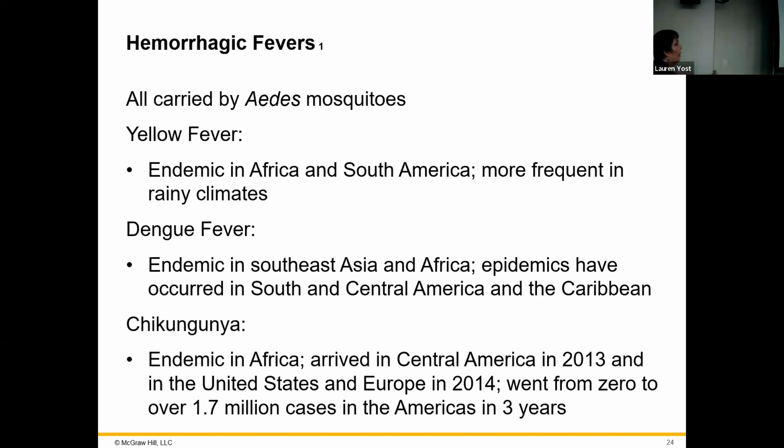These ones are caused by Aedes mosquitoes. Aedes mosquitoes transmit these guys. And we do have these mosquitoes in the United States. In the United States, we do not have yellow fever. Yellow fever is endemic to Africa and South America, and it's present more in the rainy climates, again, where mosquito populations are common. And yellow fever is a hemorrhagic fever. Dengue fever. This is endemic to Southeast Asia and Africa, and we have had epidemics in South and Central America and the Caribbean as well. So this is not uncommon now in South America and even in Central America. And we've had a few cases in the United States as well.